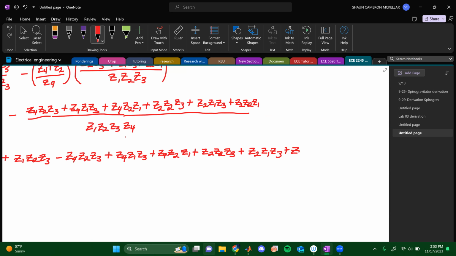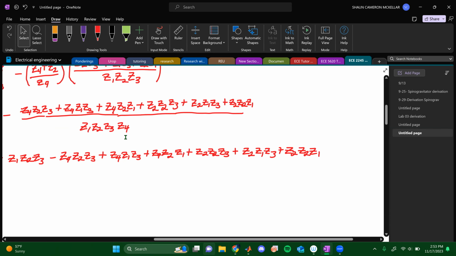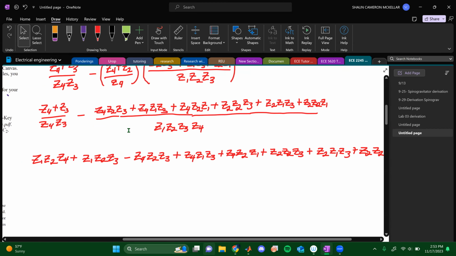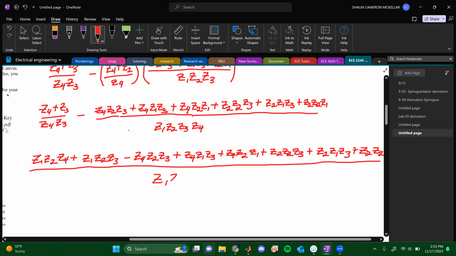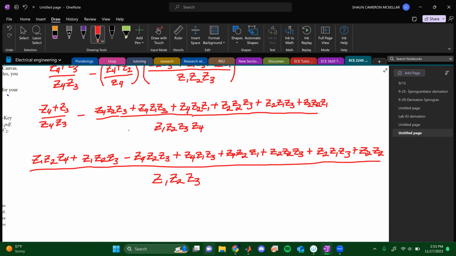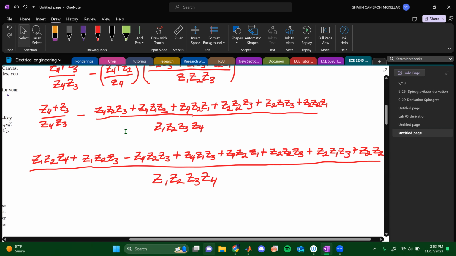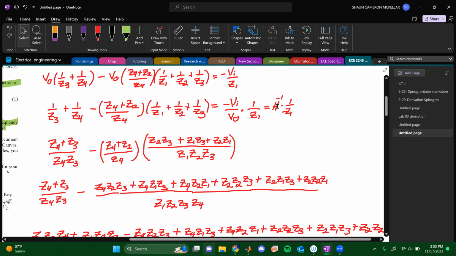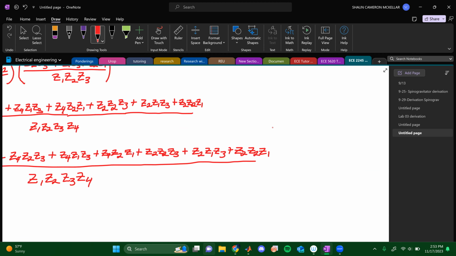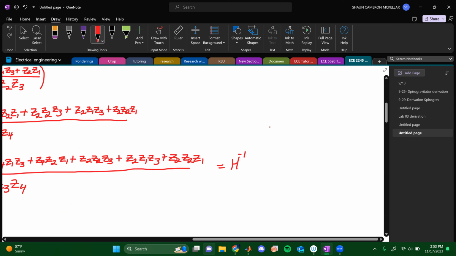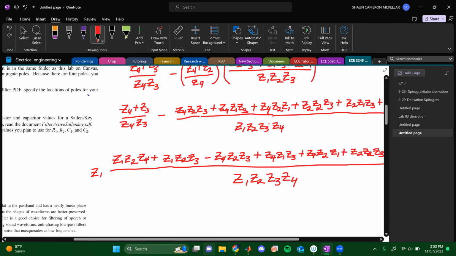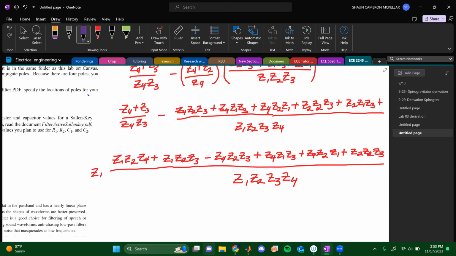And I'm sorry, it's atrocious and hard to read, but this is just how I went about it. And then the denominator is going to be z1, z2, z3, z4. Now, remember, up here, it was equal to h inverse times 1 over z1. So if I set it equal to h inverse, that means I multiplied my z1 up here. So my z1 is just out front. And that's nice because I see that that cancels with the denominator, just like that.